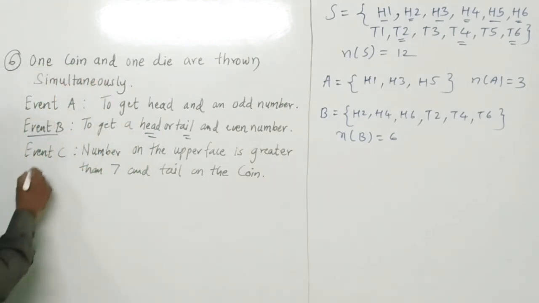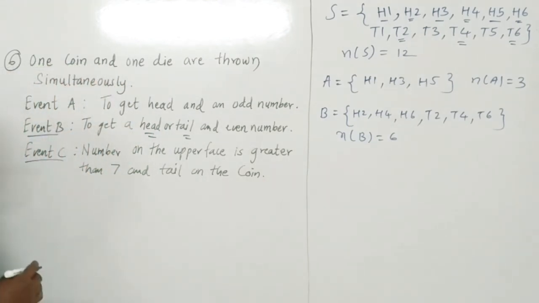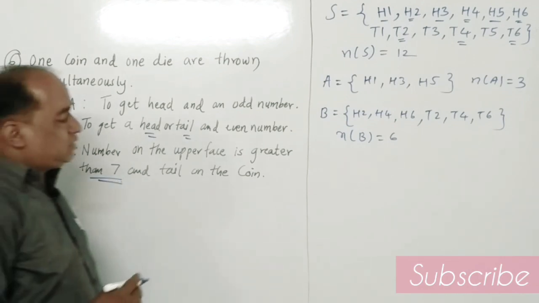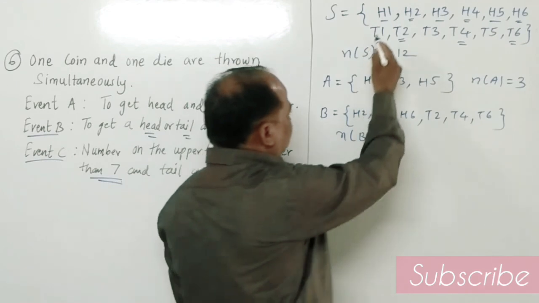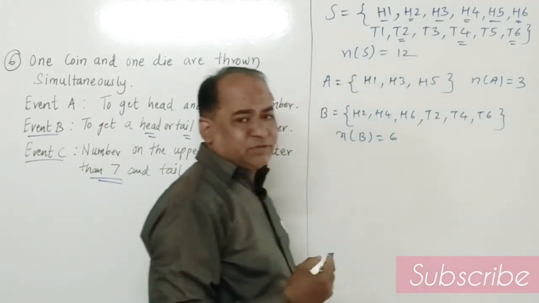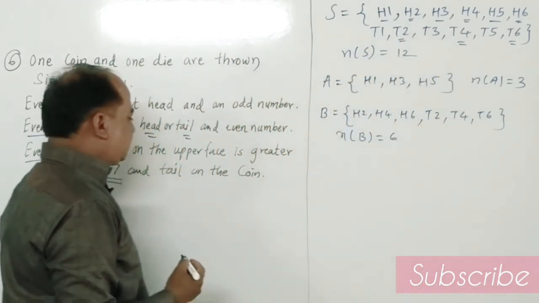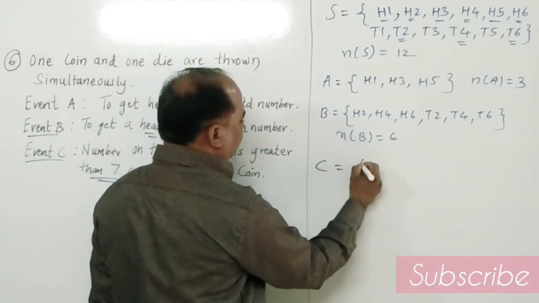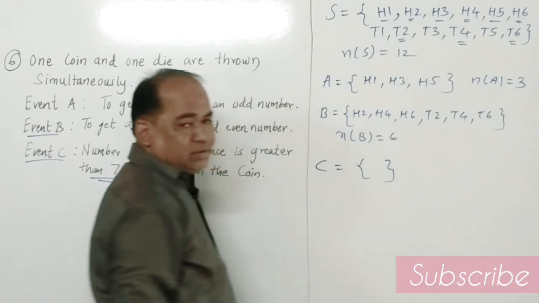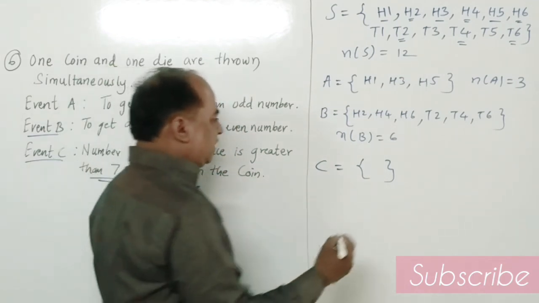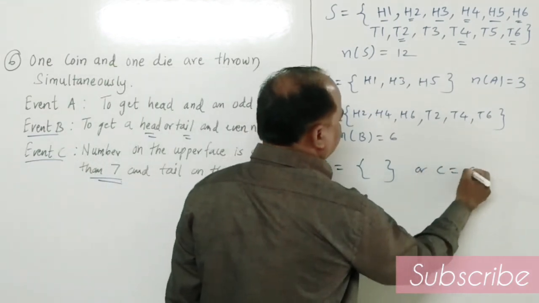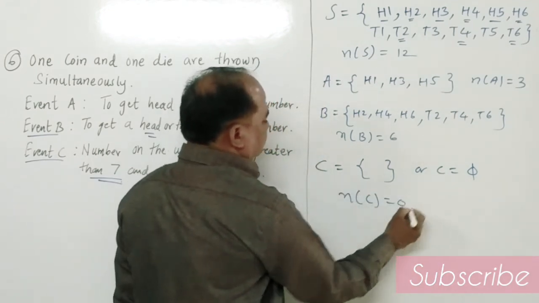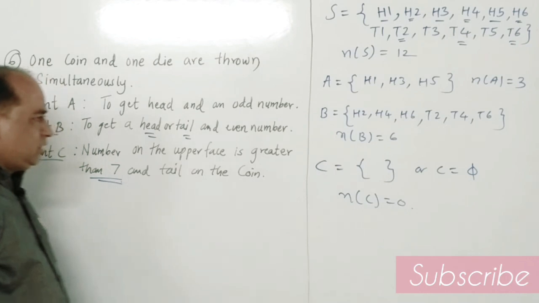Now the third is event C: the number on the uppermost face is greater than 7. If you see here, in the sample space there is no number on the die which is greater than 7. So here it will be empty, a null set. You will get a null set for C, and the number of sample points in C is 0. n(C) is 0.